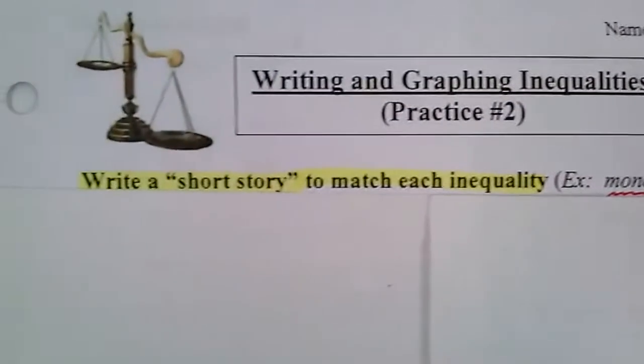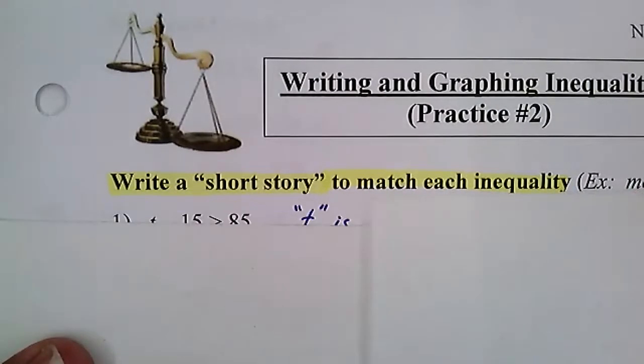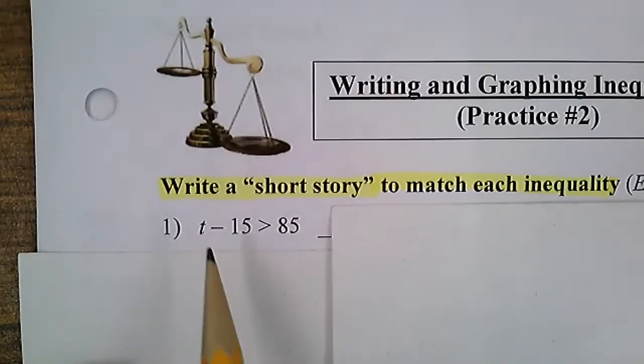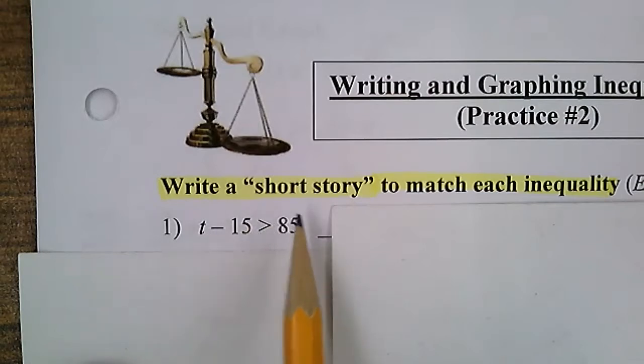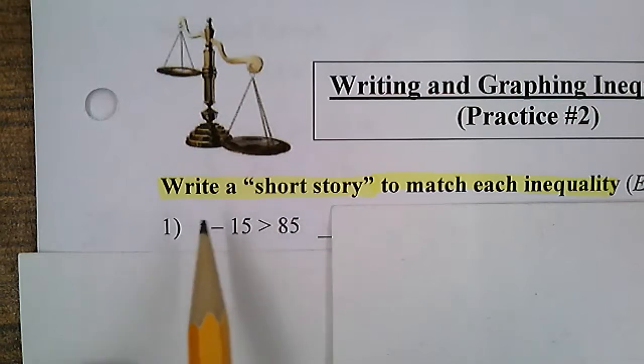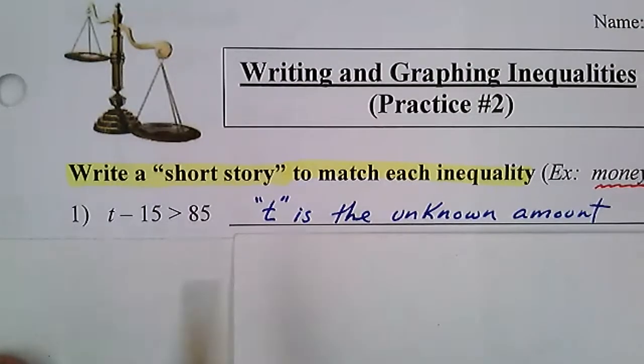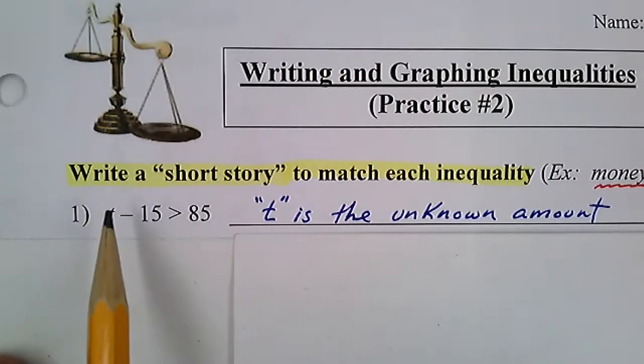So I'm going to do this first one with you. Real simple inequality. The inequality that we're working with is right here: T minus 15 is greater than 85. So we need to write a story that matches this. Since it's a T, I'm thinking temperature. So T is our unknown amount. Okay, so this is our variable, this is our unknown amount.